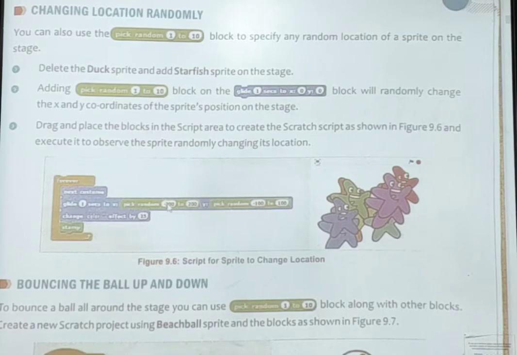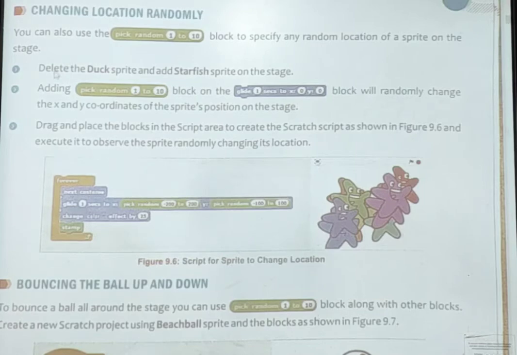It will move accordingly, and it will change the color too. Change color effect by 25. It will change the colors by itself. And next costume: when it changes, and when stamp comes, it will paste the picture and go to the next one. Now let us see the practical way.